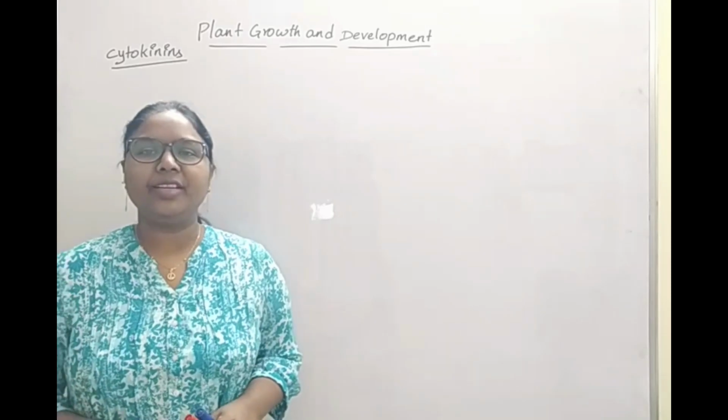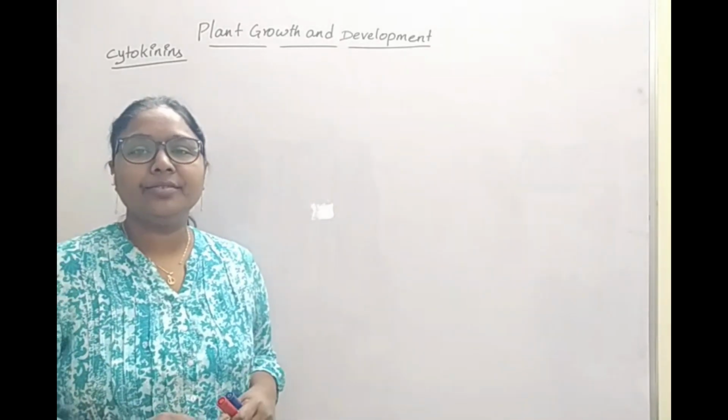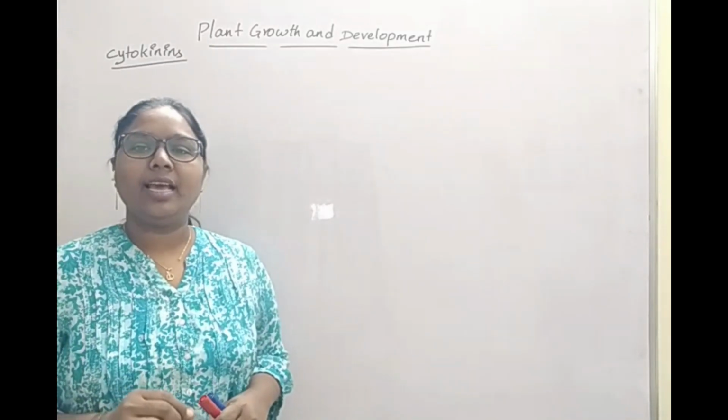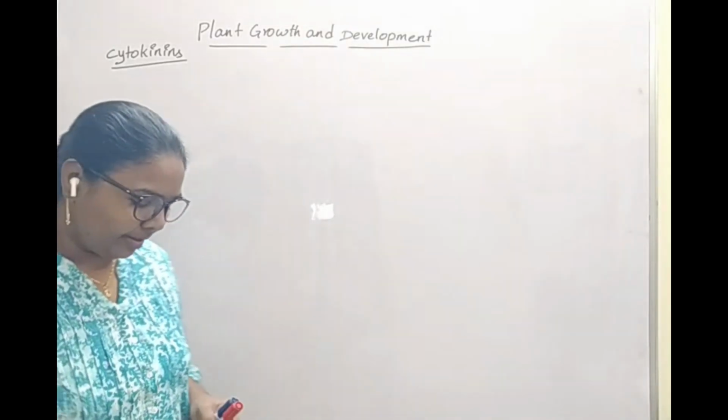Hello students, now we will learn about cytokinin phytohormones. In general, we say auxins are responsible for root formation and cytokinins are responsible for stem formation.